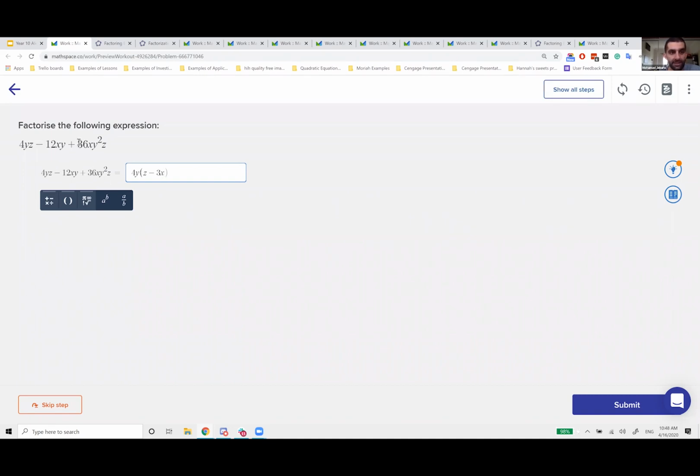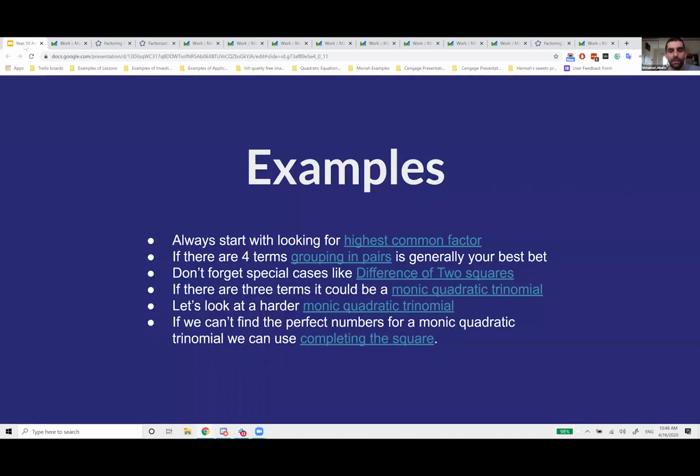And then what did I need to get to the 36XYZ? To get from 4 to 36, I need my 9. I need my X. Oops, it's a plus 9. I need my X because that's not in the 4Y. And I need my Y. And I need my Z. Okay, I need 1 extra Y. I have 1 Y there, but I need an extra 1. And so that's how you do your highest common factor.